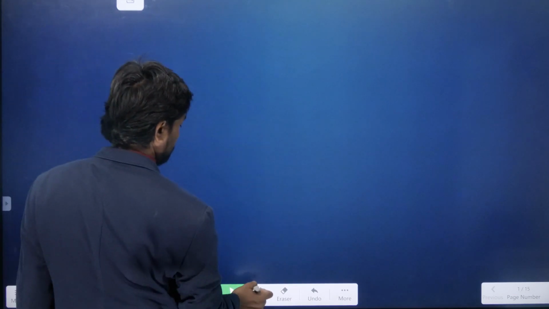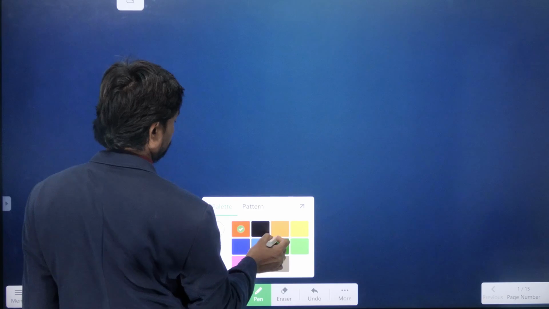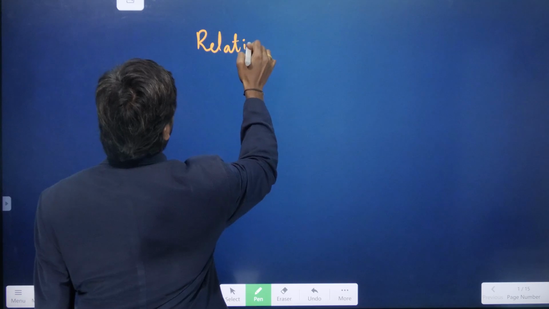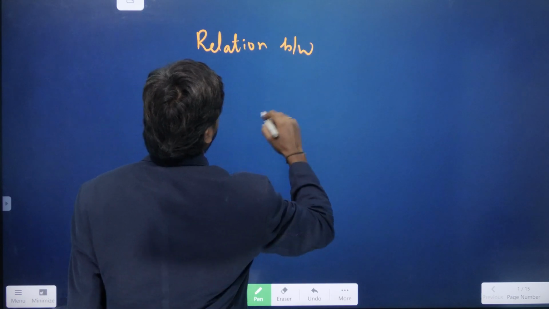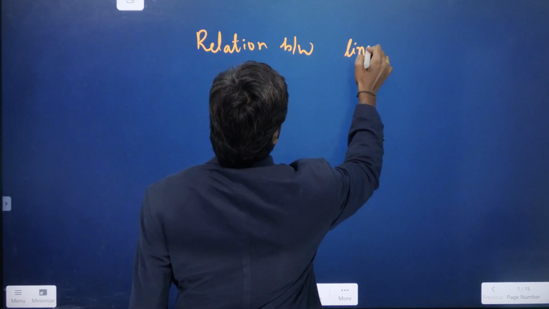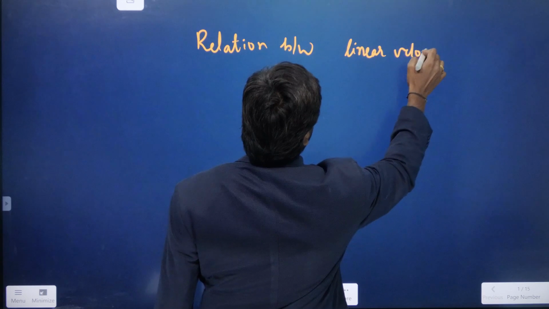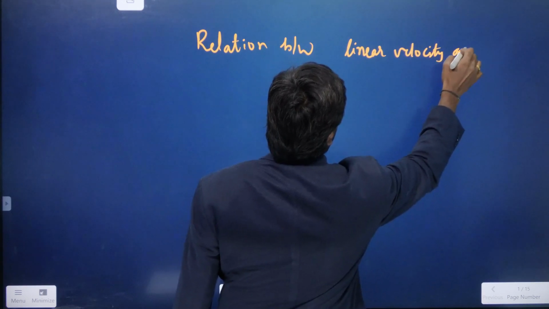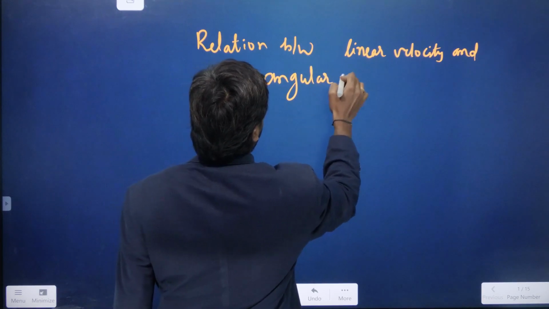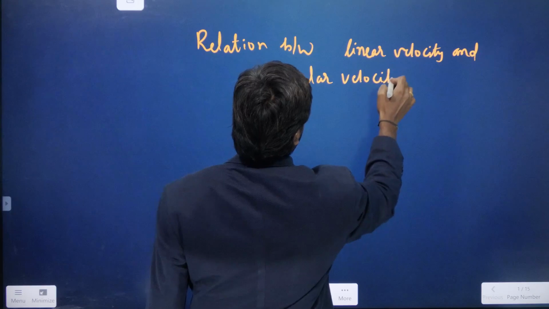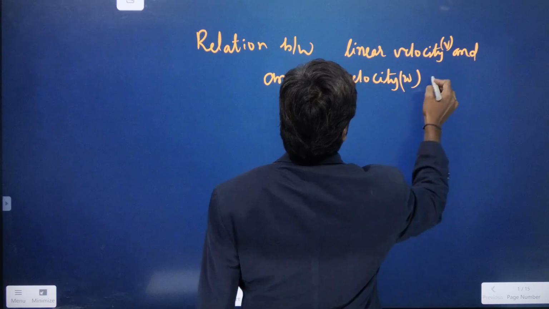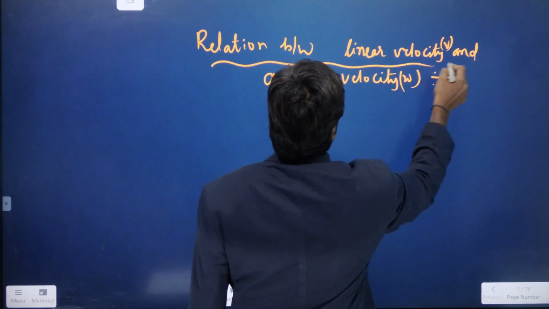Relation between linear velocity and angular velocity. So angular velocity is denoted by omega and linear velocity is denoted by v there. Okay. So the relation between angular velocity and linear velocity.